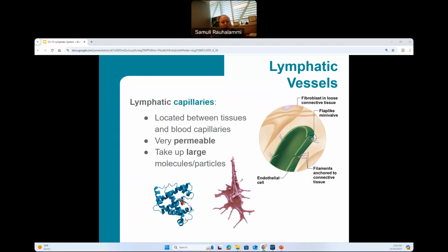Now I wanted to go through the different vessels, starting with lymphatic capillaries. These are found typically where the cardiovascular system capillaries are. Their role is to drain those tissues of the fluid that leaks out from the cardiovascular system. And just like cardiovascular capillaries, these are very permeable, and in fact, they are even more permeable than the capillaries of the cardiovascular system.